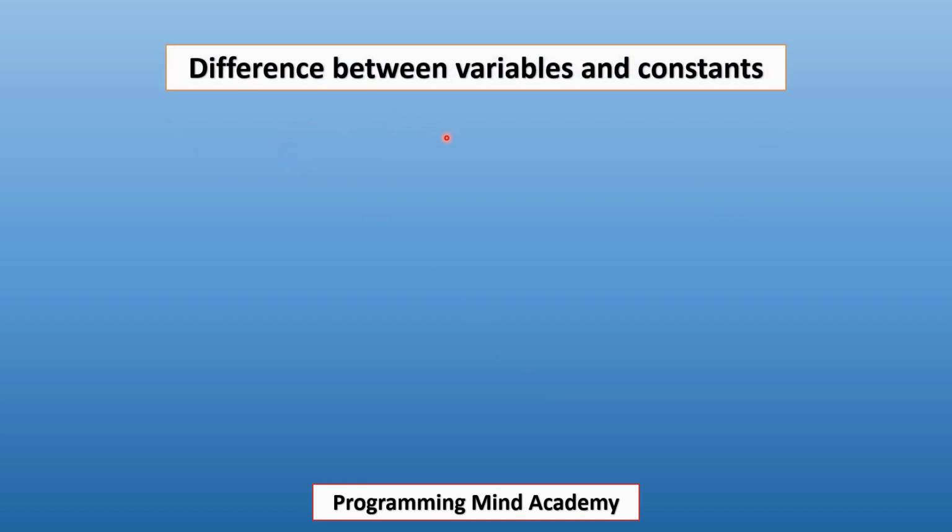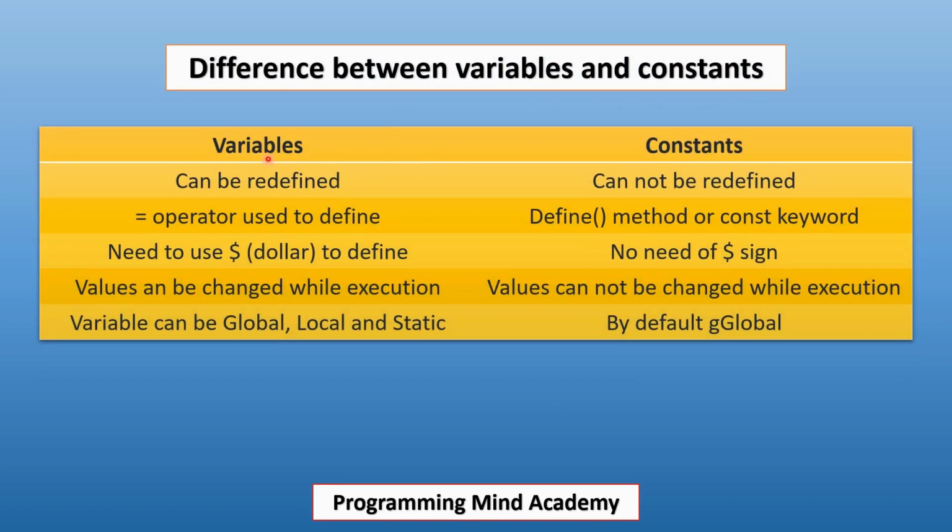So what is the difference between variables and constants? A variable can be redefined. That means we can change the value of a variable during execution, but constants cannot be redefined. The equal to operator is used to define variables, and to define constants we need to use the define method or the const keyword. To define variables we need to use the $ sign, but to define constants we don't need to use any $ sign in front of the constant.